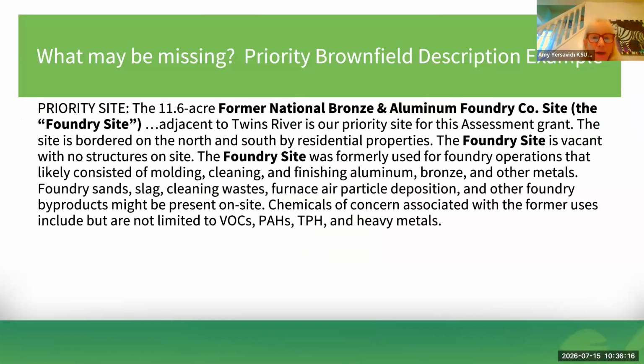Okay, here's a priority brownfield description example. This one has a really nice description of how it was used in the past. You know, foundry operations, what those operations were, what types of wastes there were, and what they expect as far as the contaminants: VOCs, PAHs, TPH, heavy metals. It is missing something.